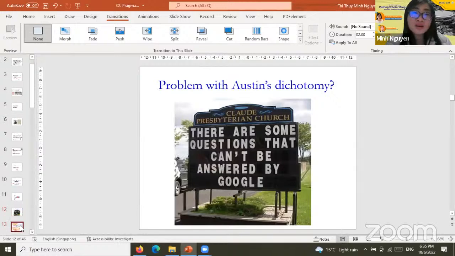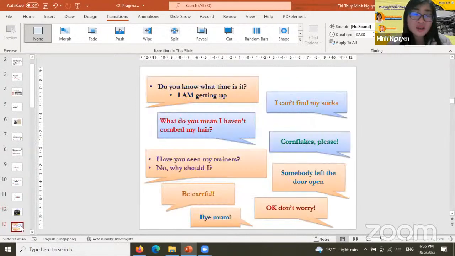Or think of everyday conversation, the kind of conversation that people have in the morning after they get up, before they leave home for work or school. When a mom says to a child, do you know what time it is? It's not just a question about time. Look at the child's answer: I am getting up. Do you know what time it is is actually a complaint that it's quite late now and you haven't gotten up yet for school.